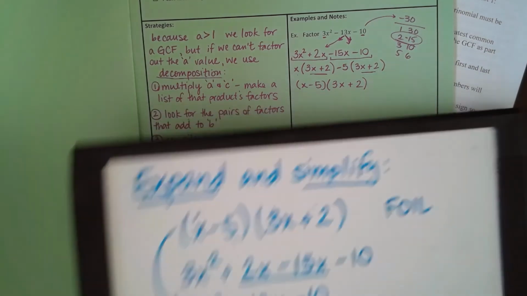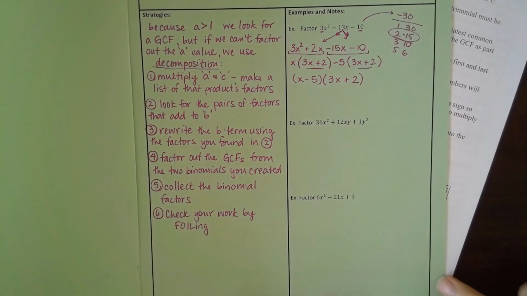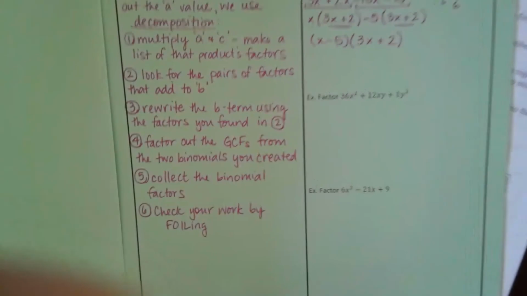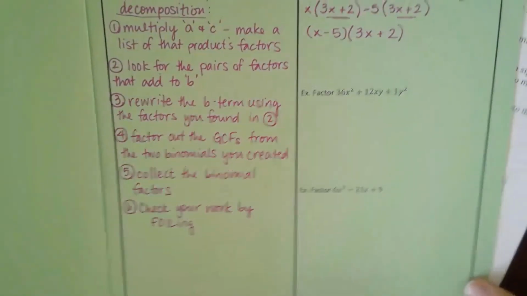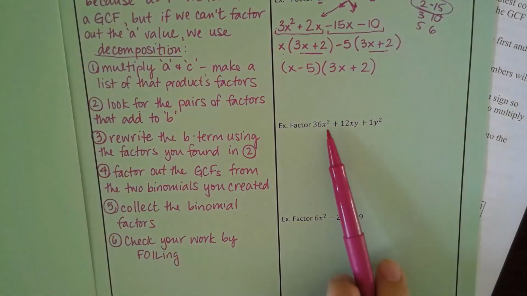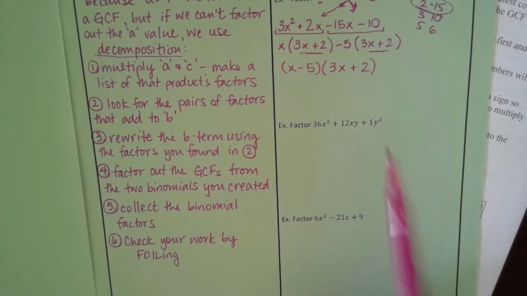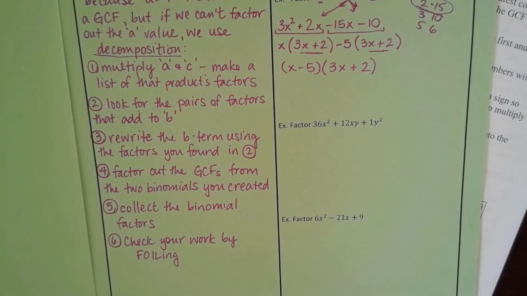All right, let's try the next one. This one's a little bit tricky. So let's see what's going on here. Zoom in a little bit. Lead coefficient is 36. It looks a little bit odd because we have two variables. We have an x squared, an xy, and a y squared. This is sometimes what we see when we factor quadratics.